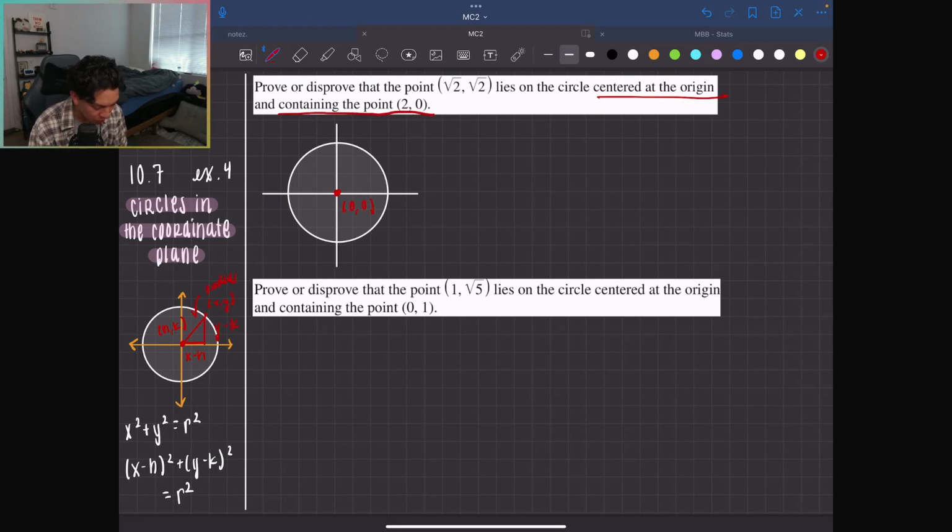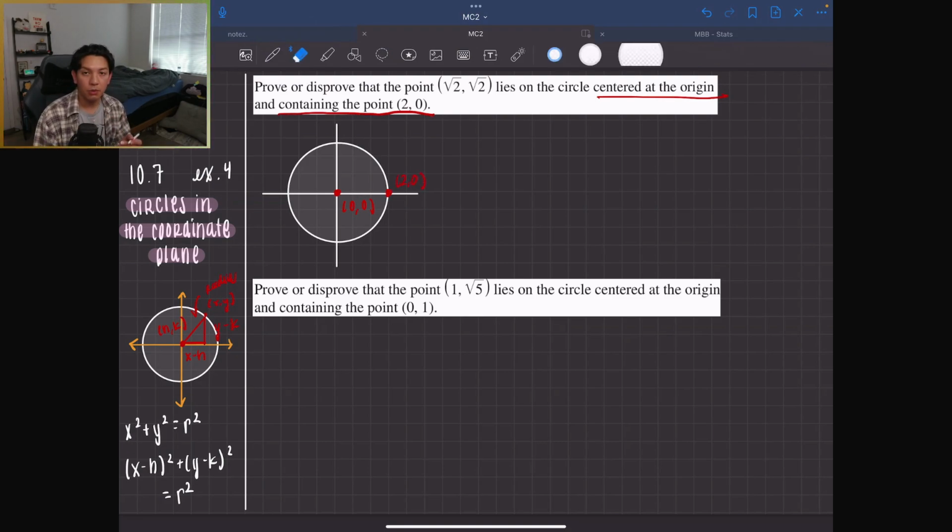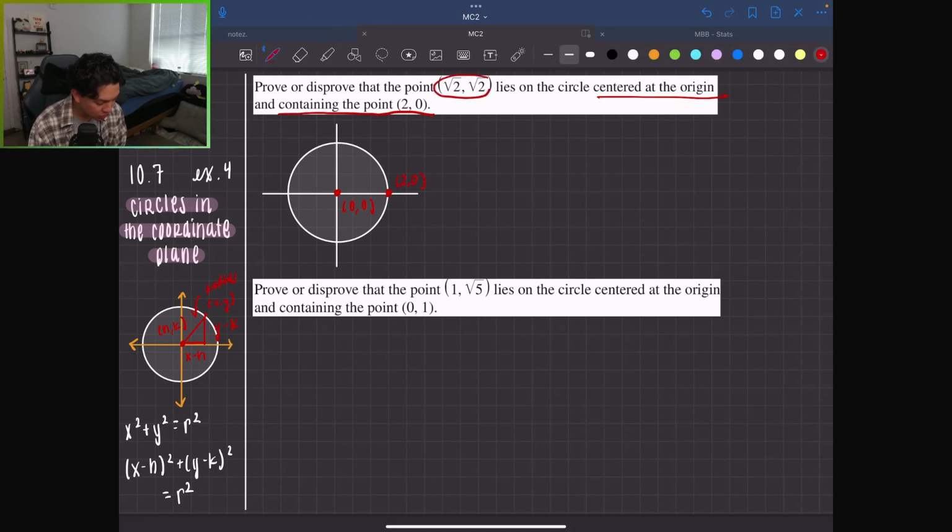So 2, comma 0 would be like what? 2, 0? So like right over there. This would be 2, 0. Okay, cool. So what we need to do here is we need to find out, is this point root 2 comma root 2 also going to be on this circle?